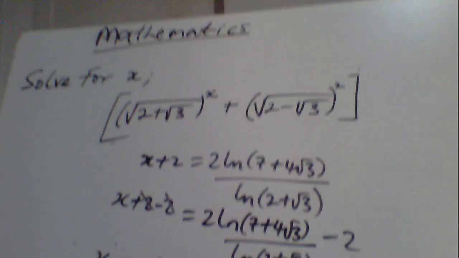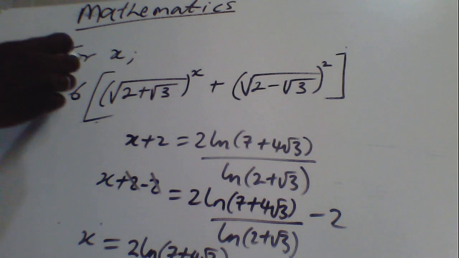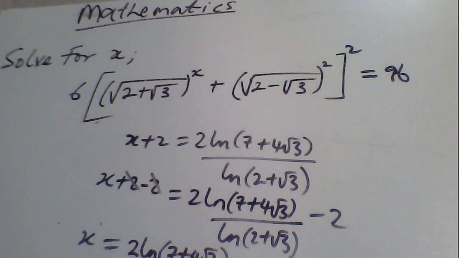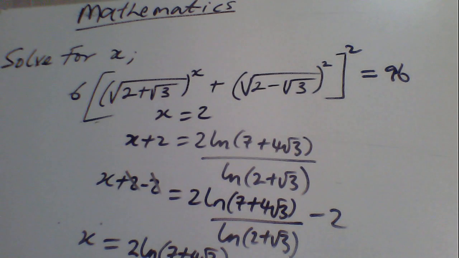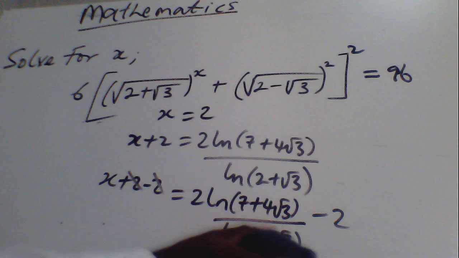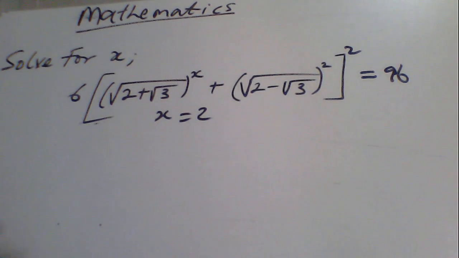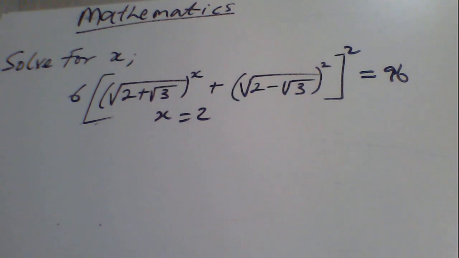This is how you can solve this problem. So we have obtained that x, given that 6 multiplying this value raised to power 2 is equal to 96, we have that x is equal to 2. So that is it. Even by trial and error, it is possible for you to substitute numbers and find out which one corresponds to 96.